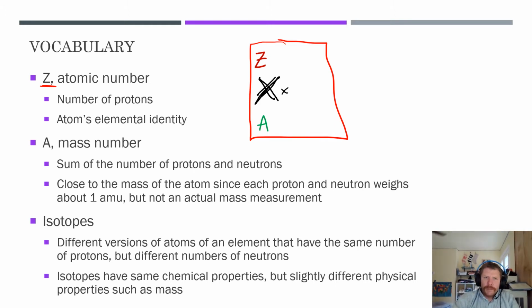So your atomic number Z is going to be the number of protons. I'm going to switch back to this color. It's the number of protons, and it gives you your atom's elemental identity. So the number of protons that a specific atom has is going to indicate and clearly lay out the identity of that element. Your mass number A is going to be the sum of your protons and your neutrons.